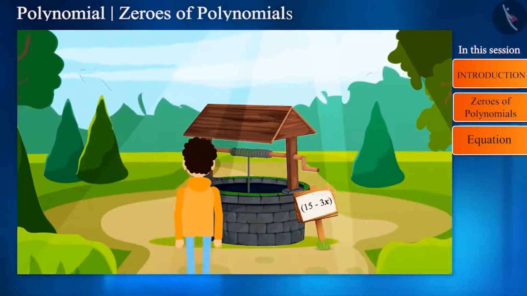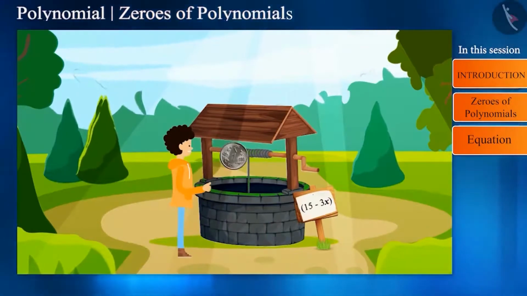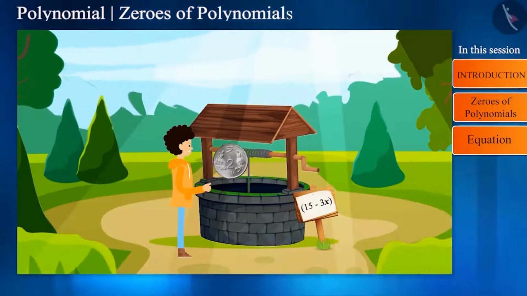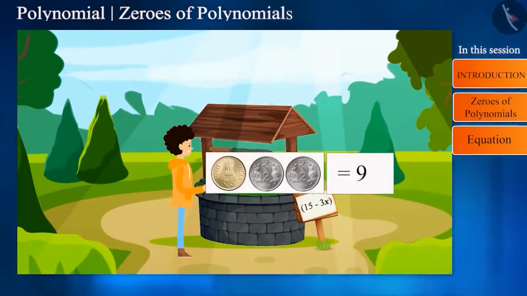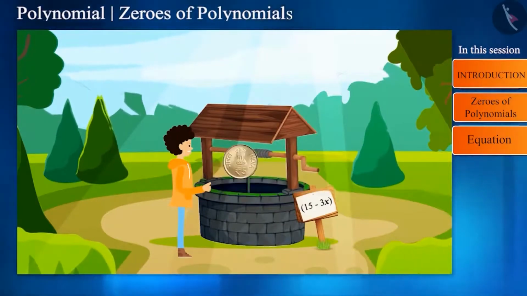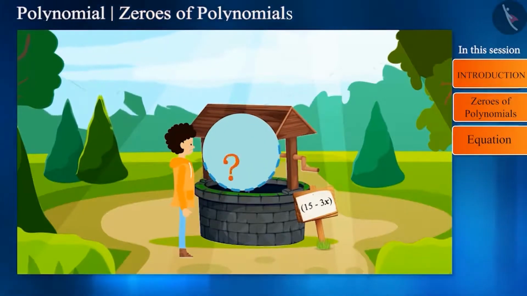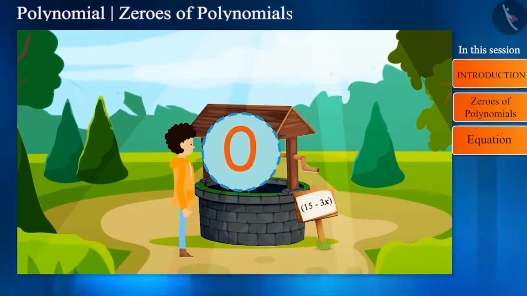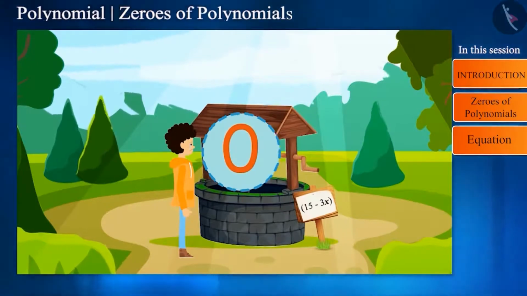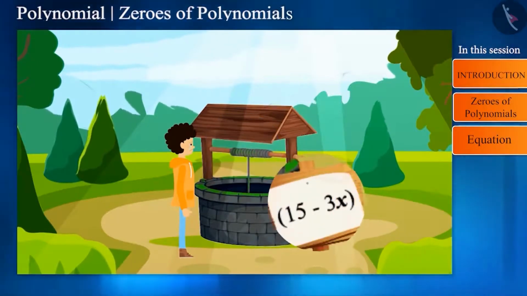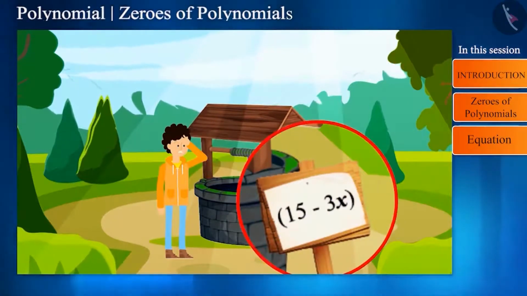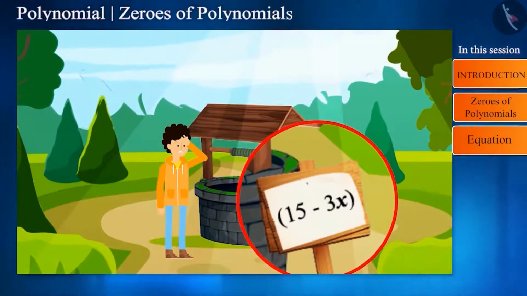Once, Rahul also went to that well and initially he dropped 1 rupee in the well. He got 12 rupees. Then he dropped 2 rupees, he got 9 rupees. Then he dropped 5 rupees, but this time he did not get anything. And if we say in the language of mathematics, he got 0. Friends, Rahul has seen this board near the well, but he did not pay attention to it. Did you notice this board? Let's find the math in this story now.